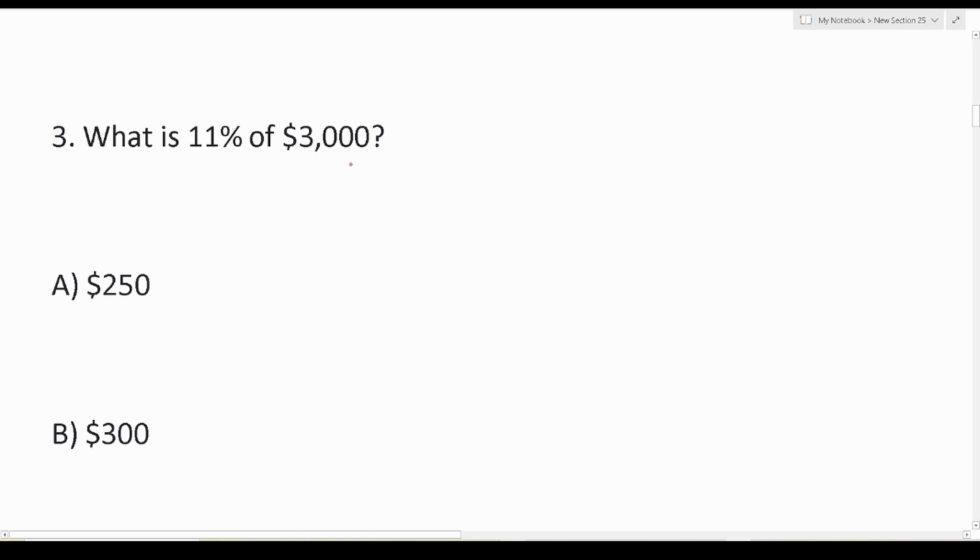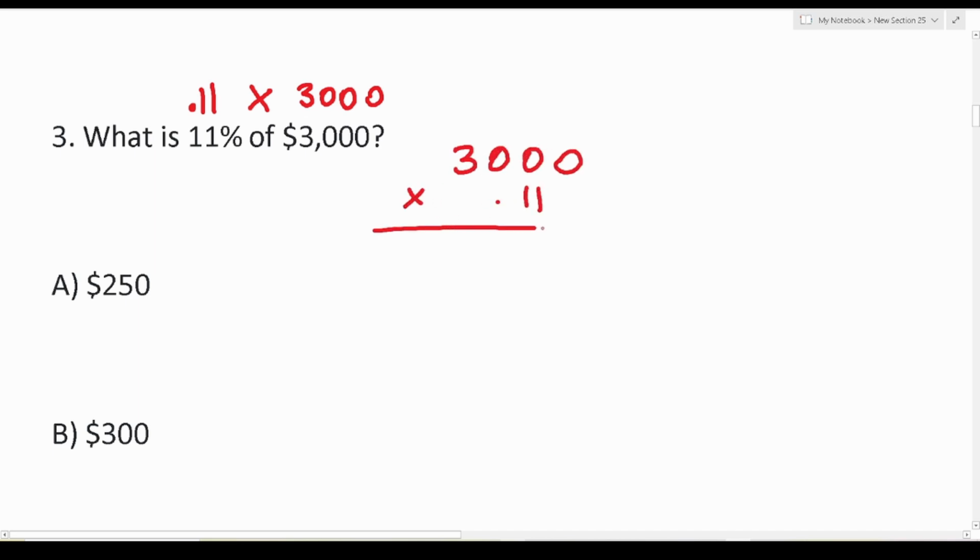What is 11%? Well, when you're working with percents, you're always going to work with them in decimal form. The decimal equivalent of 11% is 0.11. Of in a word problem always means multiply, and 3,000 is just 3,000. So this problem literally tells you take 0.11 and multiply it by 3,000. Okay, so that's what we're going to do. We're going to do 3,000 times 0.11.